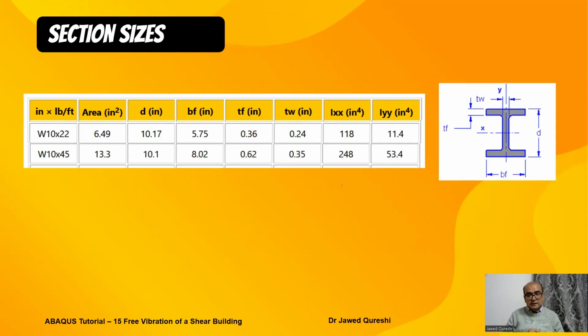These are the section sizes from a section table, and we'll use W10x22 and W10x45. The key thing to note here is that we have Ixx, the second moment of area, 118 for one and 248 for the other, and we'll use these in manual calculations. Other dimensions we will use in numerical modeling.